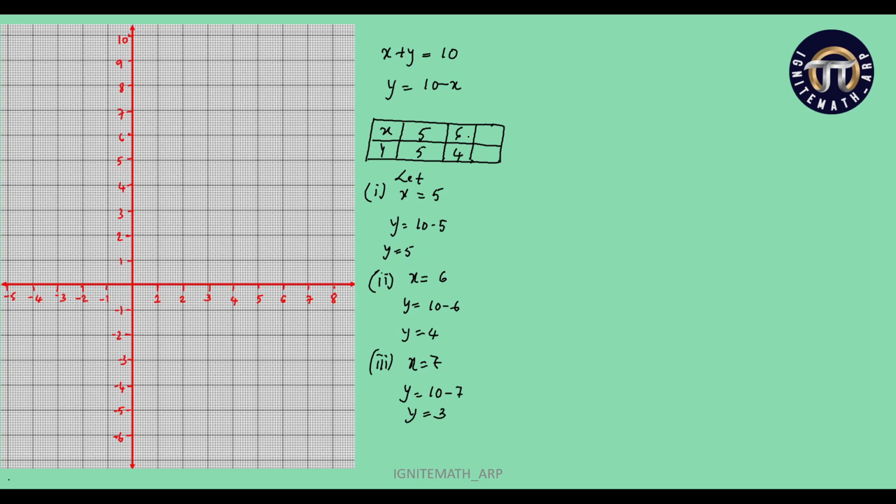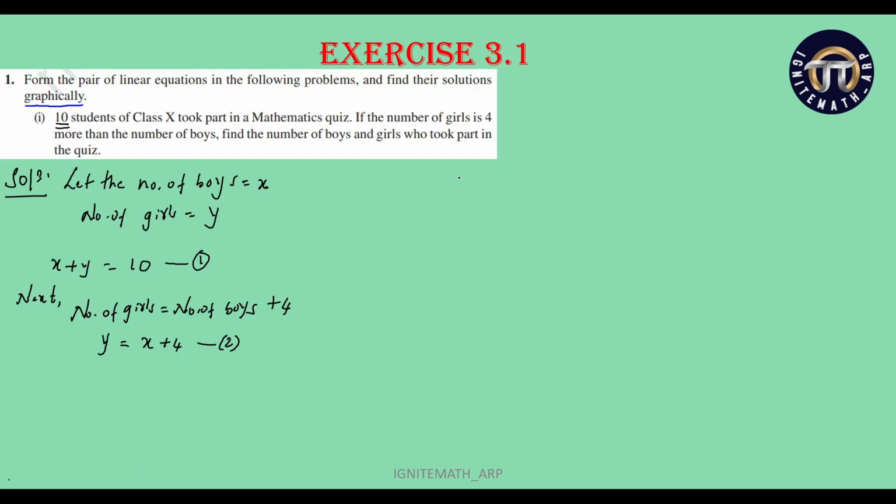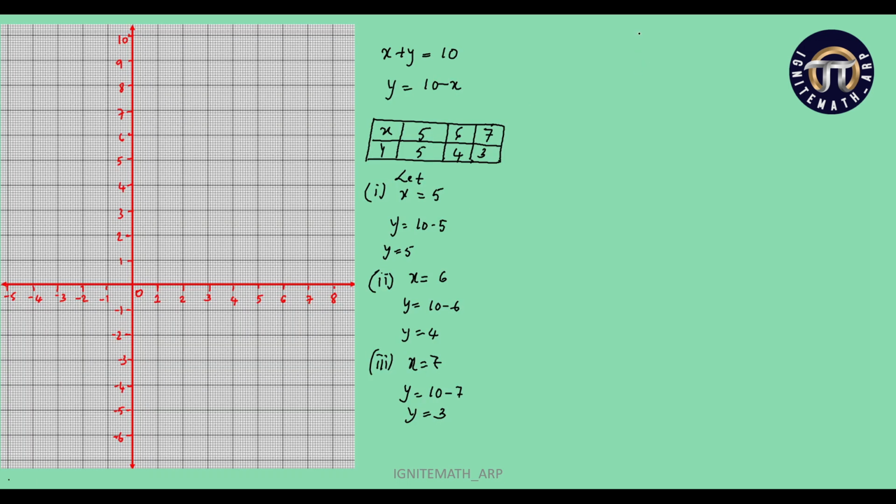Clear? But don't take too many values which are away from the origin. Okay, this is nothing but the origin where the x-axis and y-axis are meeting. That is nothing but 0. Clear? So now if x is 7, then y is 3. Right? So similarly, I need to take the second equation. Okay, what is the second equation? y is equal to x plus 4. So I will write over here y is equal to x plus 4.